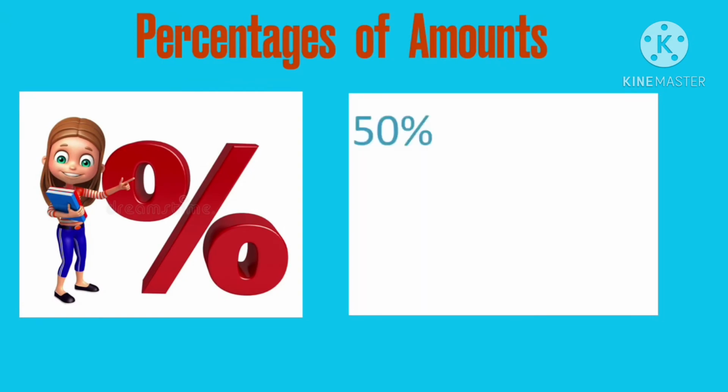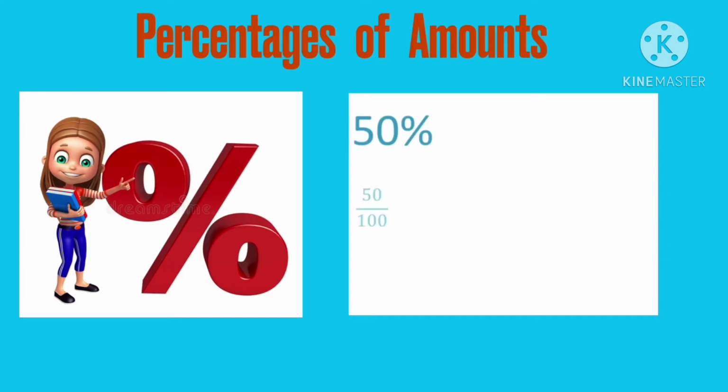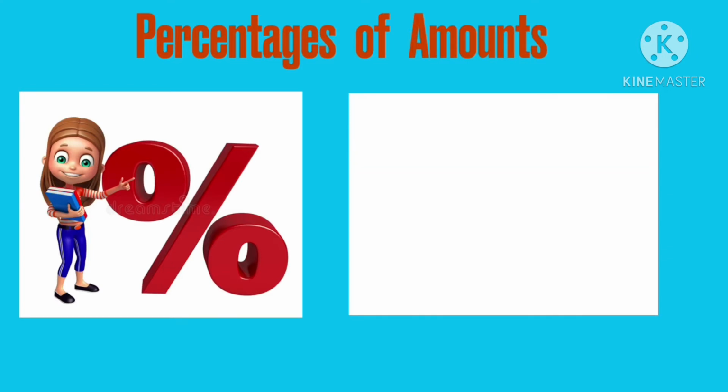Now let us discuss percentages of amounts. 50% means 50 out of 100 which is equal to 1 by 2, means half. So 50% of 10 is half of 10, 5. 50% of 60 means 30. 50% of 70 means half of 70, 35.